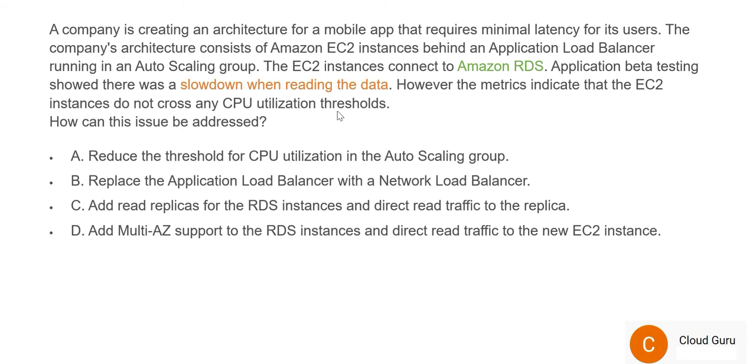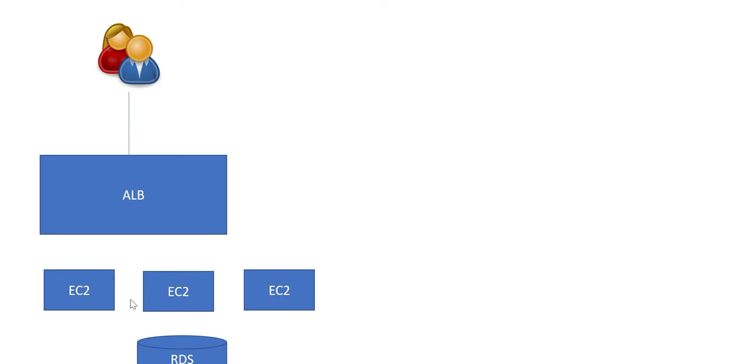Do you know forensic science? Suppose someone dies and forensics come in and try to analyze the dead body. This is the same as forensics. The performance is slow, and they try to understand why. They're saying that when the read is done, that time it's slow. The second forensic evidence is that the EC2 instance never crossed the CPU utilization threshold. So that means there is no problem here.